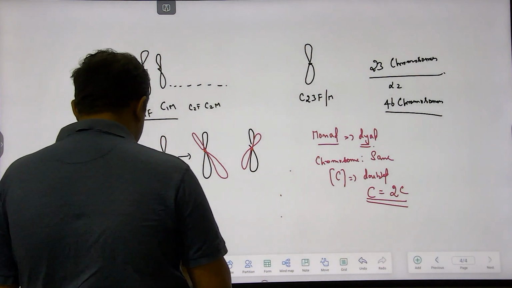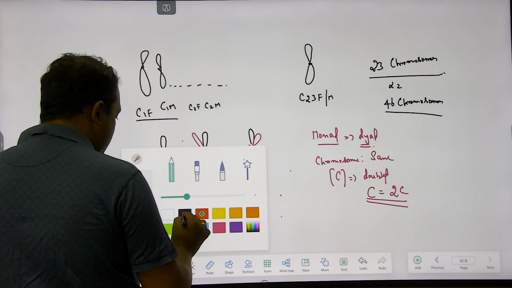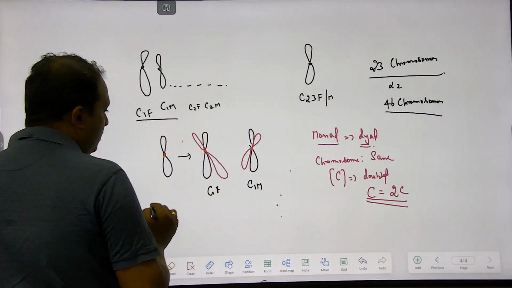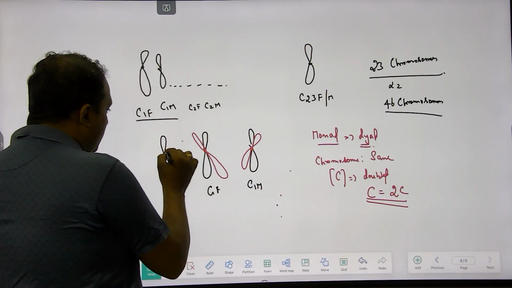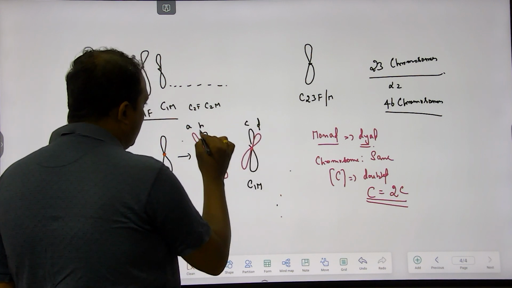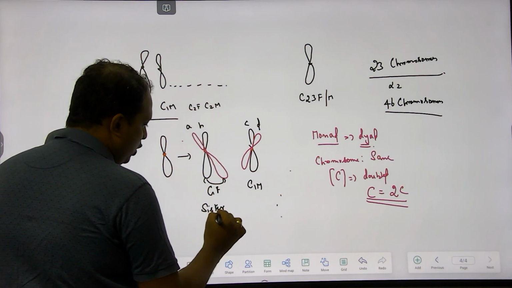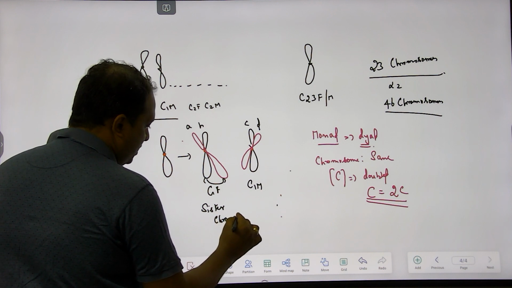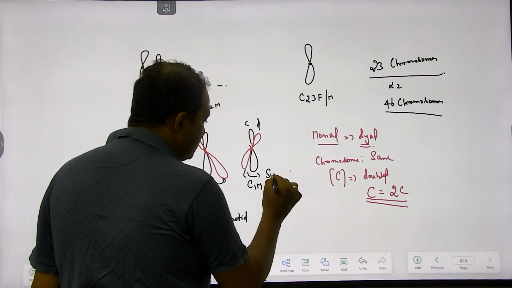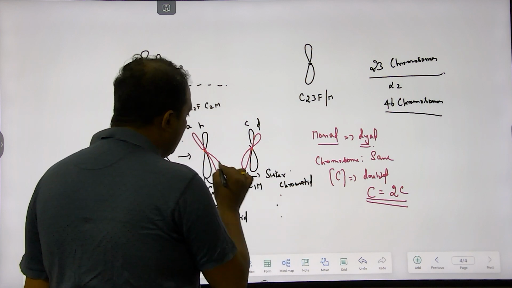Okay, this process. Let me mark the centromere here. So this is the C1F, and it's going to be C1M. Okay, in this, I call this A, I call this B, I call this C, I call this D. I can call A and B both sister chromatids. And I can also call these two sister chromatids.